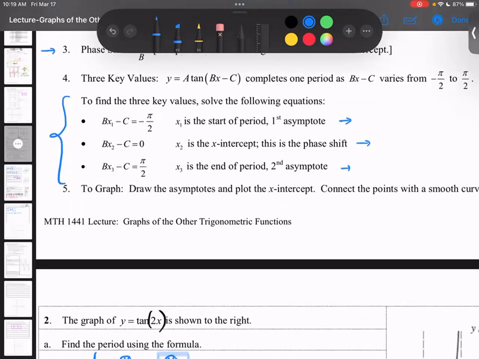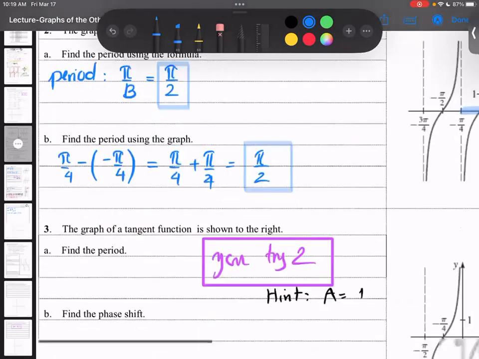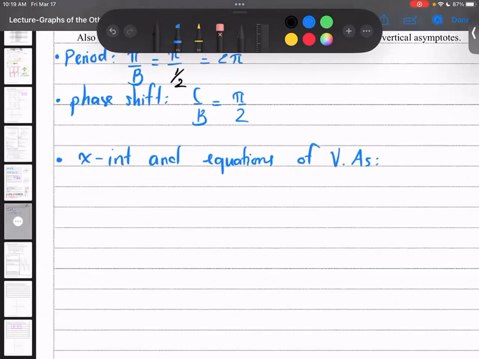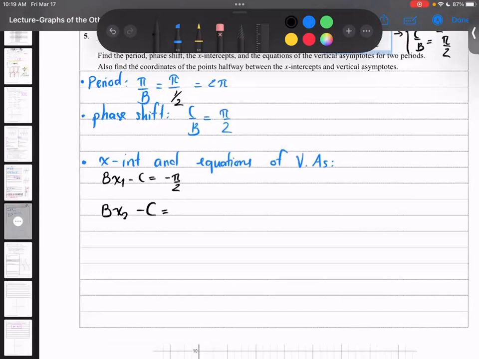So bx1 minus c equals negative pi half. Let me give you the formula. I'll write out all the formulas. bx2 minus c equals 0. And then bx3 minus c equals positive pi half.